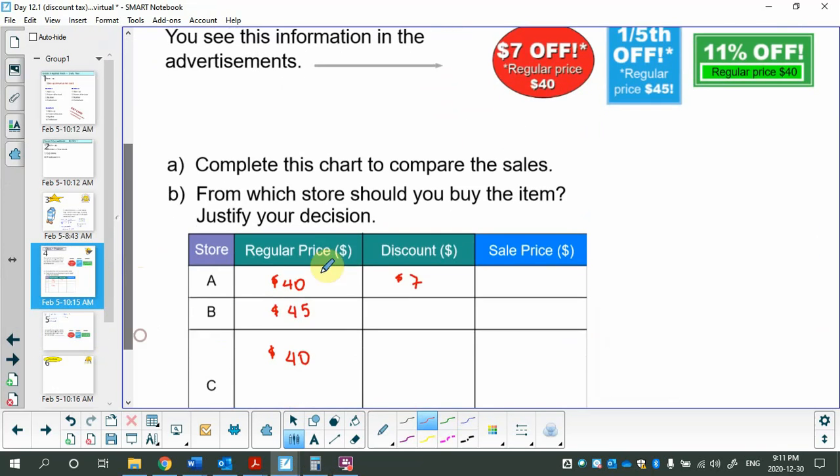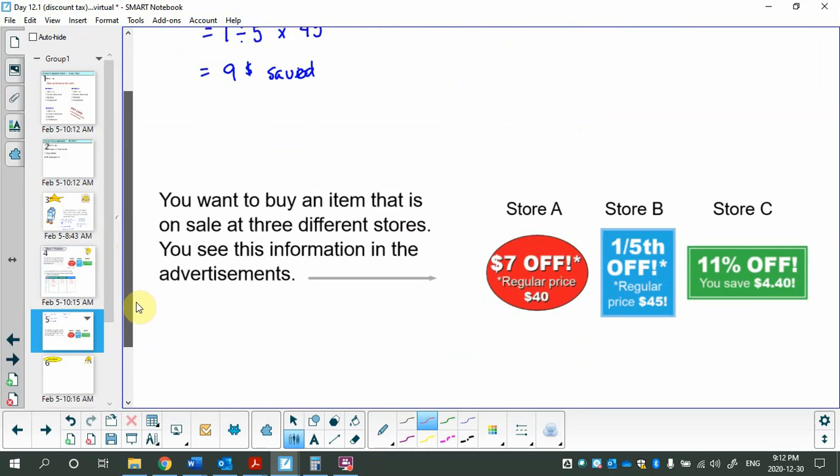So $9 and the sale price is $36. Now I should probably figure this one out, and that's an easy 40 minus 7 is 33. So out of these two stores, I'm probably going to go with store A. The review of this question is store C.